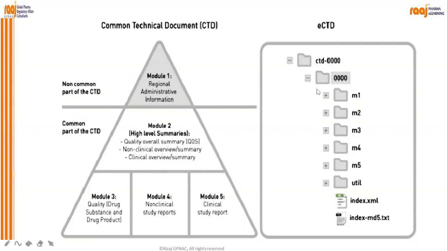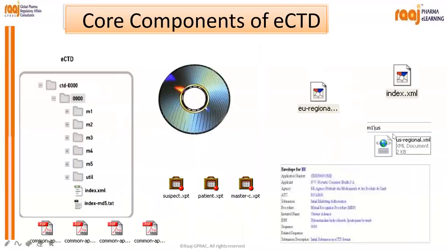And in eCTD, how does it look? This is your 4-digit sequence number. The first application is always your sequence 0000. And then you set up all modules 1, 2, 3, 4. These are the main folders of Module 1 to 5. And then you import these modules into your eCTD software, which is 21 CFR Part 11 compliant. Then the automatic util folder, index.xml file and MD5 checksum are generated. So after eCTD, this is how the module looks.